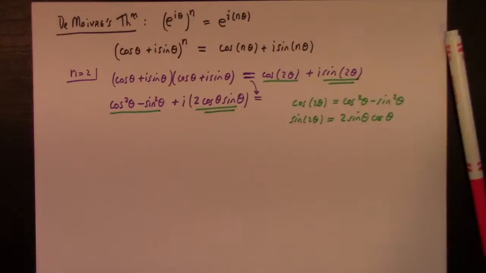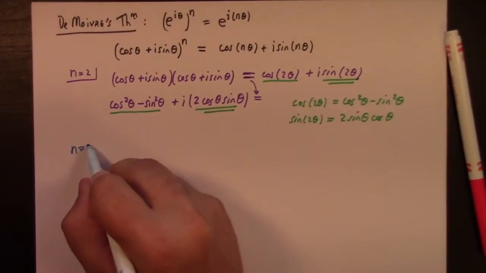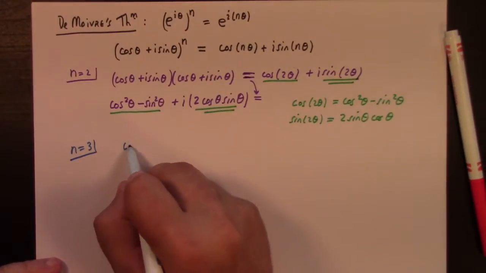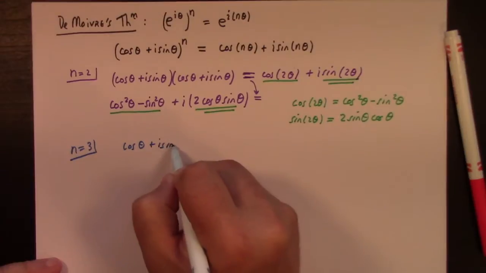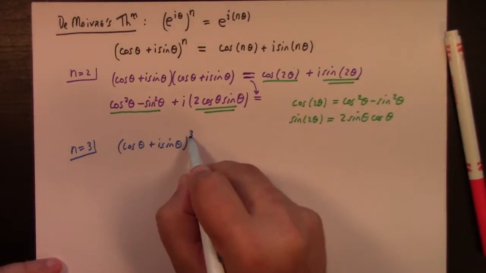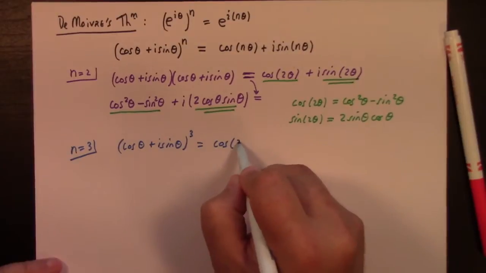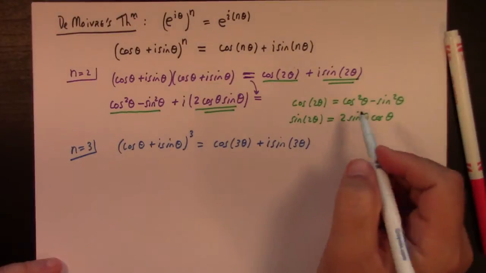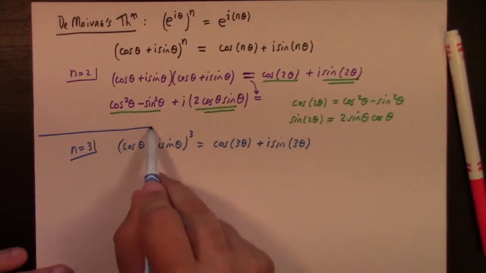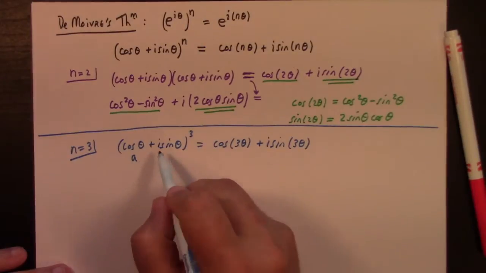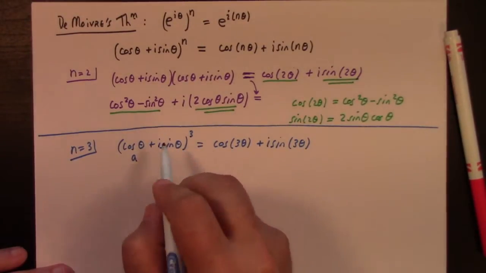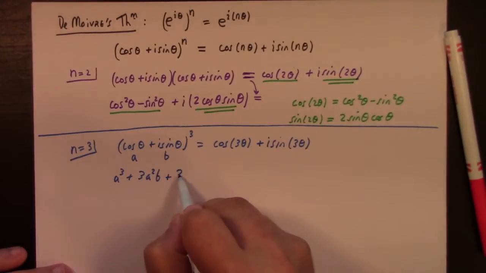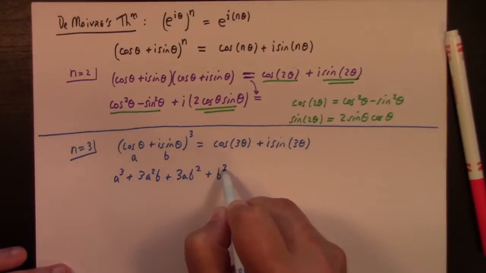That will give us something a little bit weirder. N equals 3, so you've got to look at (cosine theta plus i sine theta) cubed equal to cosine 3 theta plus i sine of 3 theta. And if we do that, I'm going to do an in-between step. Think about this being A and this being B, the whole thing with the i. And the cube, of course, is A cubed plus 3A squared B plus 3AB squared plus B cubed, right?